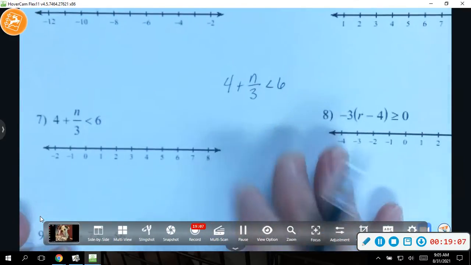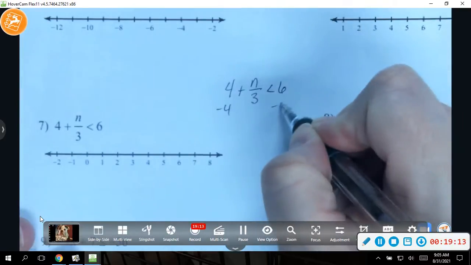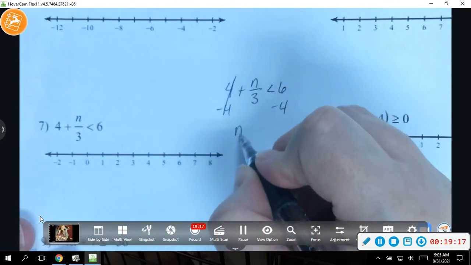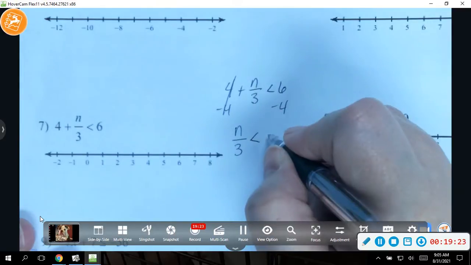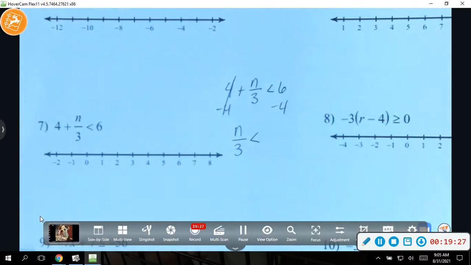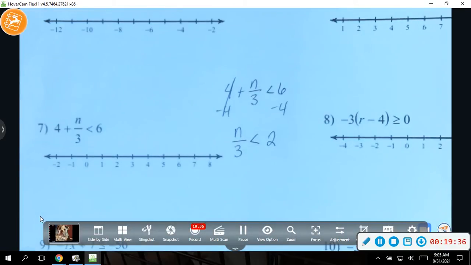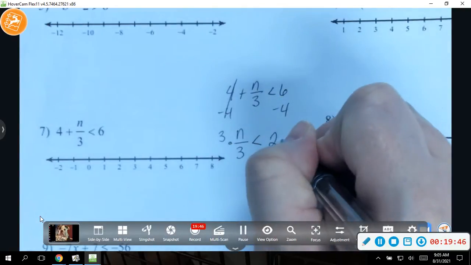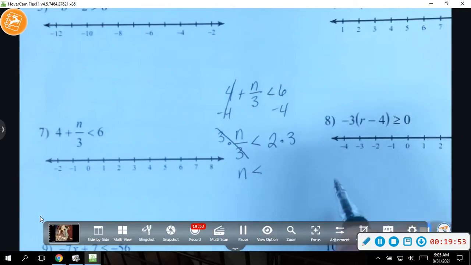Okay. So how do I get rid of the fact that we're adding 4? Minus 4. Yeah, we minus it. So when I minus the 4, they cancel on the left. I'm still left with n over 3 is less than, and what's 6 minus 4? 2. So now all I'm doing is dividing, and how do you get rid of that? Divide by 3. Yeah, but how do I get rid of it? What's the opposite of dividing? Yeah, we multiply by the bottom, which is 3, but you have to do it on both sides. So they cancel here. So n is less than what? What's 2 times 3? 6.